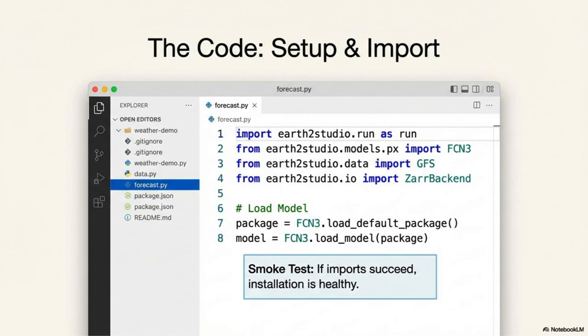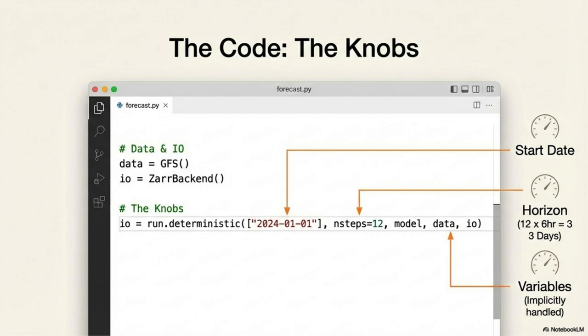Heading 8. Your first forecast script with FCN3. Right. This is the exciting part. We're making a file, forecast.py, and we're just building that pipeline from the triad. Load the model, create the data source, set up the I/O. And then we get to the knobs, the things you'll tweak endlessly. What are they? First is the start date. You have to give the model an initial state of the atmosphere to start from, like January 1st, 2024. Makes sense. It needs a jumping off point.